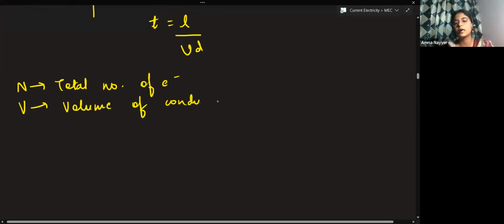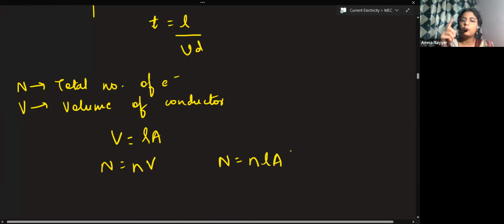Volume of the conductor. So volume is written how? Volume is written as the length multiplied by the area of the cross section. So volume will be length multiplied by the area. Now n is the number of electrons. So it will be small n, that is the number of electrons per unit volume, multiplied by the total volume. So capital N becomes what? N times L A.